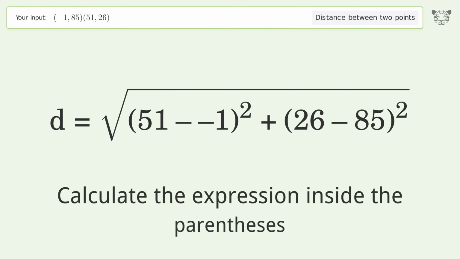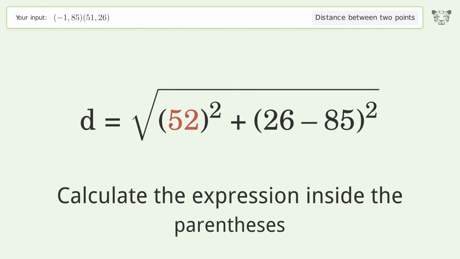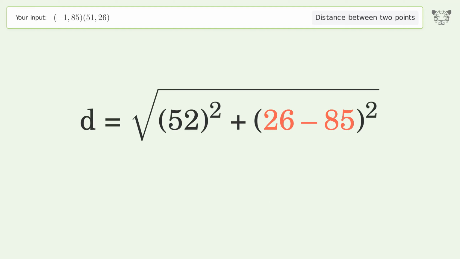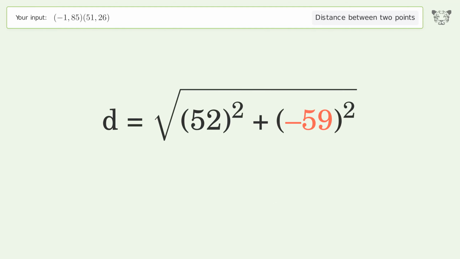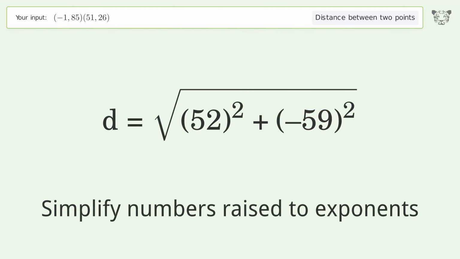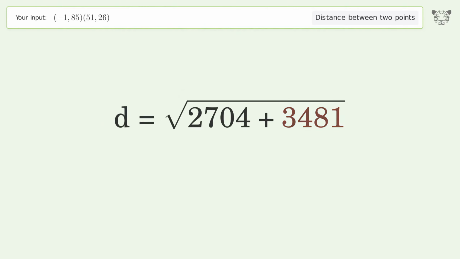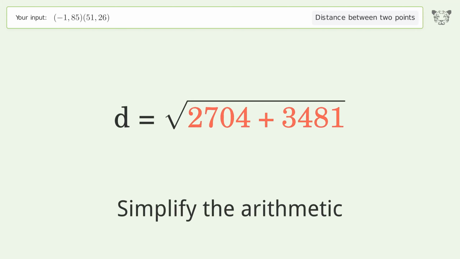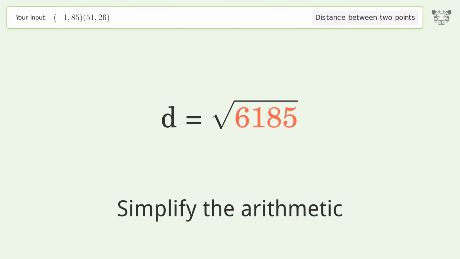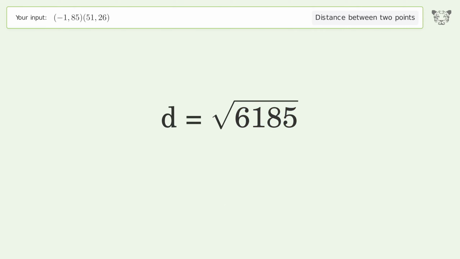Calculate the expression inside the parentheses. Simplify numbers raised to exponents. Simplify the arithmetic. And so the distance between the 2 points is the square root of 6,185 or 78.645.